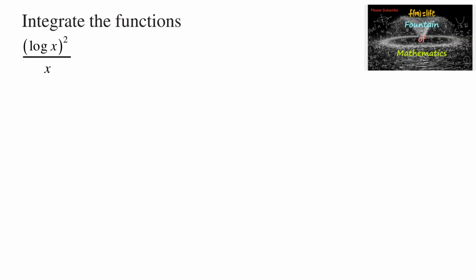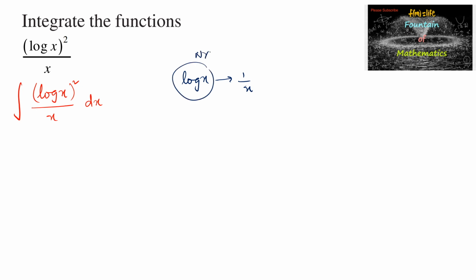Integrate the function log x whole square upon x. So we can write integral log x whole square upon x dx. We can see that the differentiation of log x is 1 upon x. Log x is in the numerator and 1 upon x, that is x in the denominator, we can say. So let us substitute.